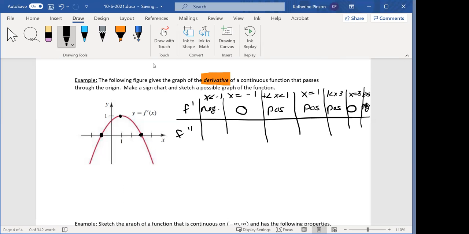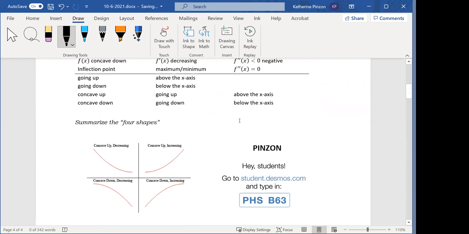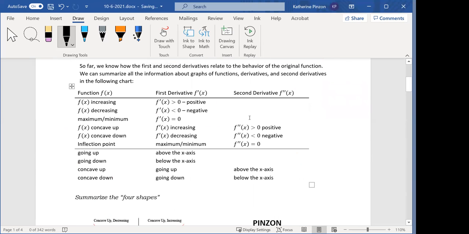Okay, let's do the second derivative. I'm going to scroll back up to that chart for a minute. You guys were looking anxiously, but I was like, are you still writing or are you just watching me? Okay, here I am right here. When the first derivative is going up, the second derivative is positive, the function is concave up. When the first derivative is going down, the second derivative is negative, the function is concave down.